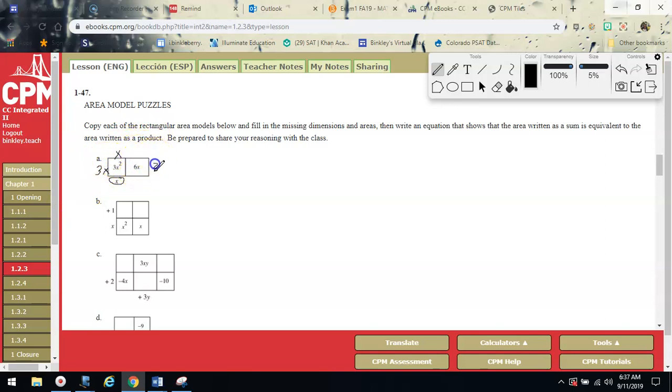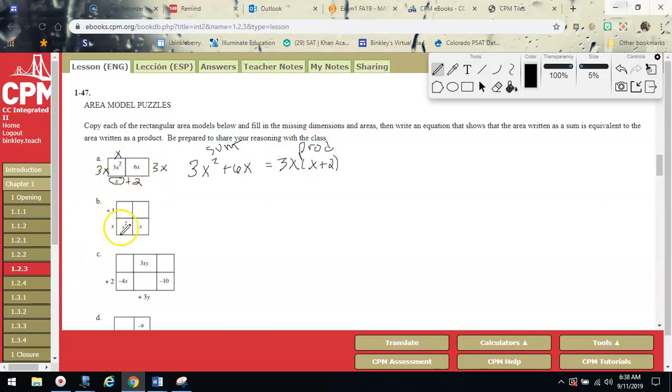And then if that side's 3x, because it's a rectangle, I know this side's 3x. And 3x times what is 6x, and that's going to be just 2. Okay, so what it wants us to write then is 3x squared plus 6x, that's the inside, is equal to my length times my width, is equal to 3x times x plus 2. And that's the answer it wants. This is the sum. This is the product.